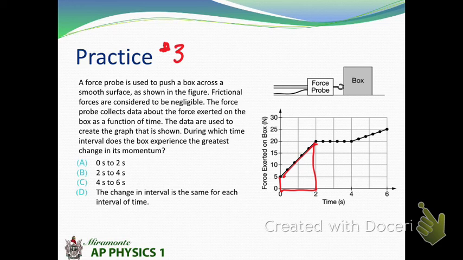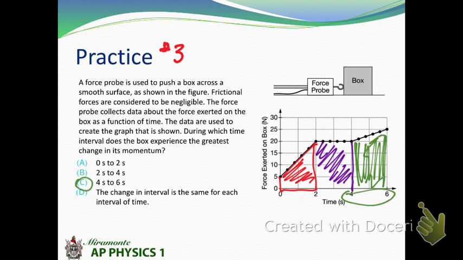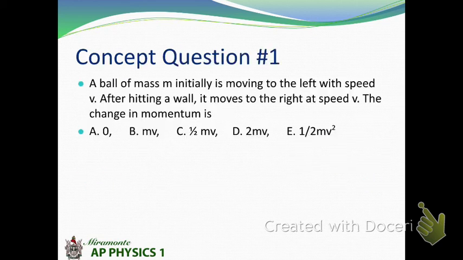All right, so hopefully you realize that you need to get the areas under the curve. First area from 0 to 2 seconds looks like that. Next area looks like that. And the last area looks like that, which is obviously the biggest area. And so you're going to have the biggest impulse, or the biggest change in momentum, in that interval of time. So the answer is C.